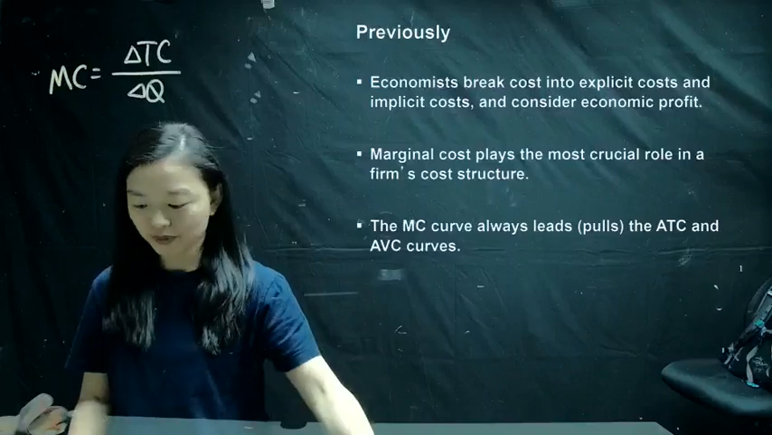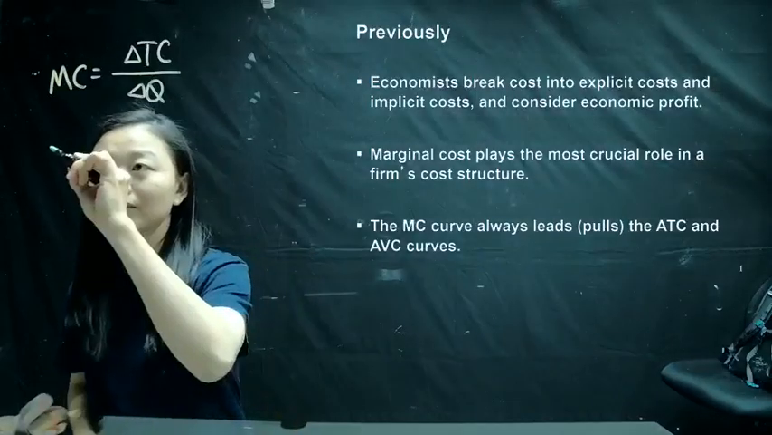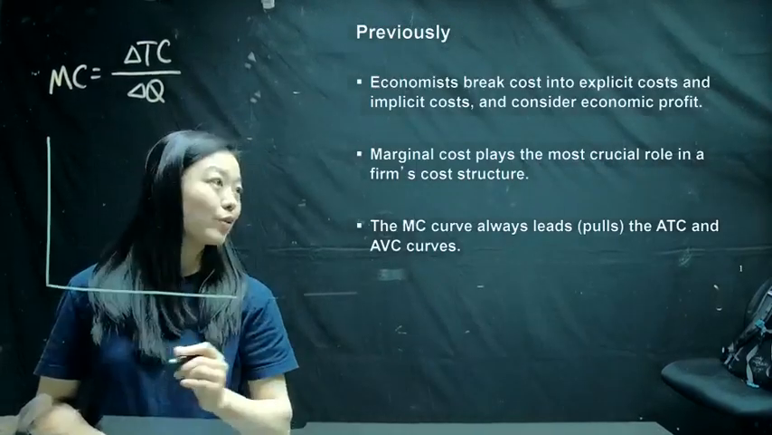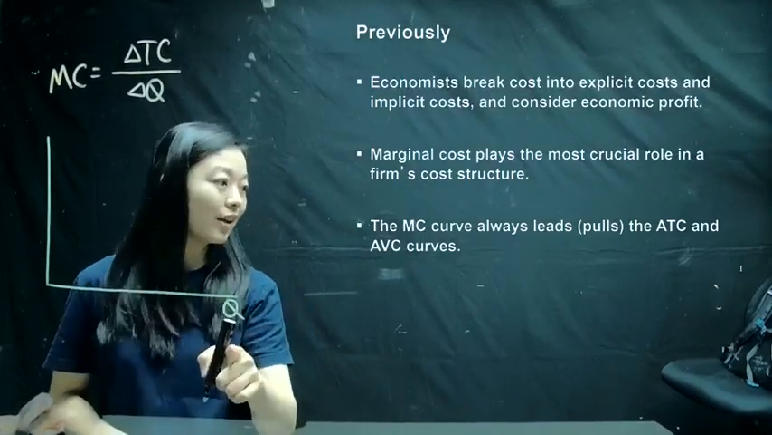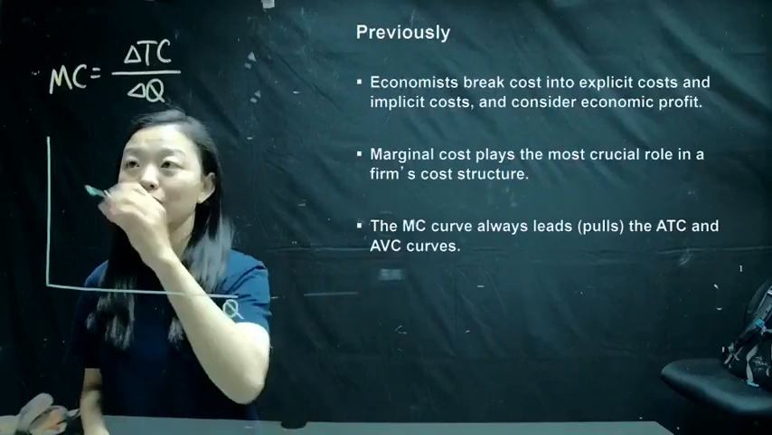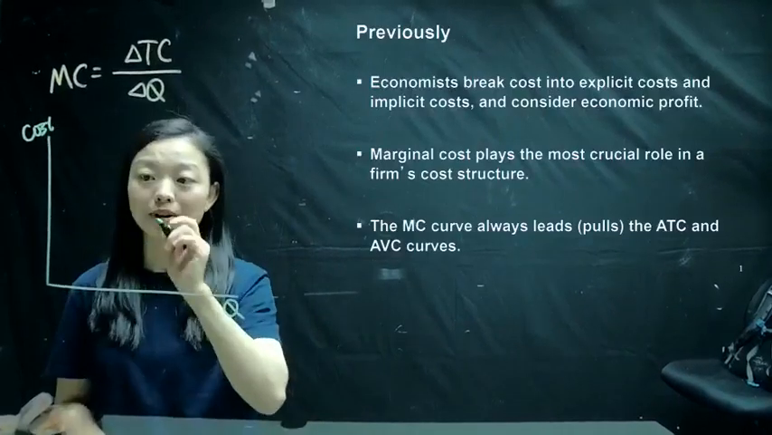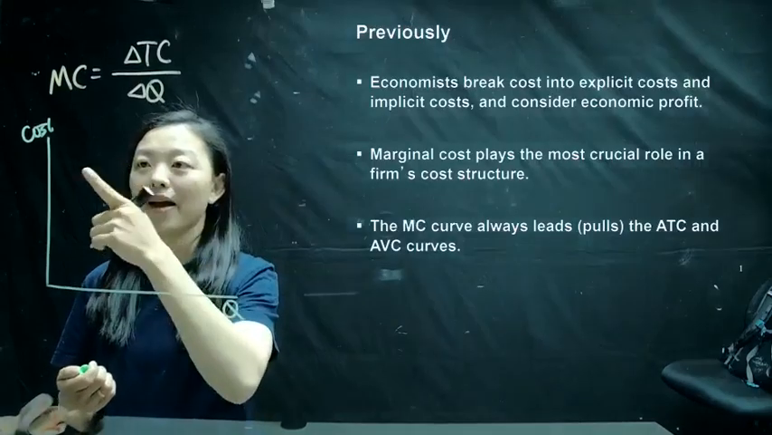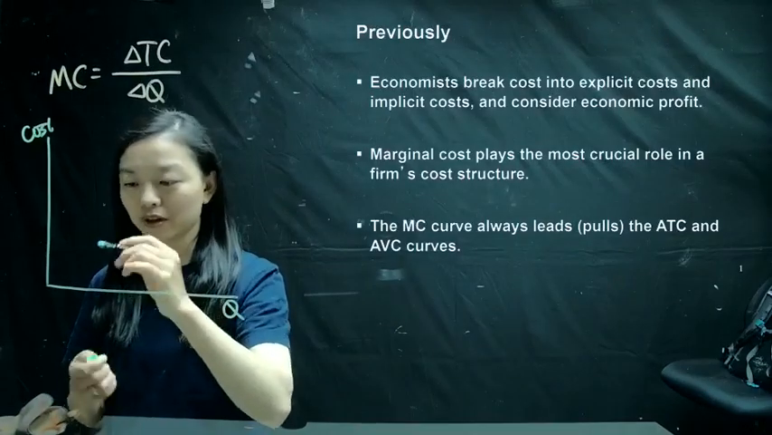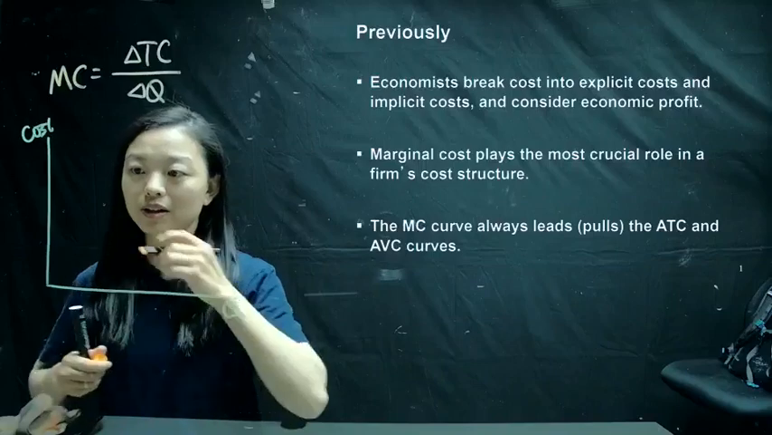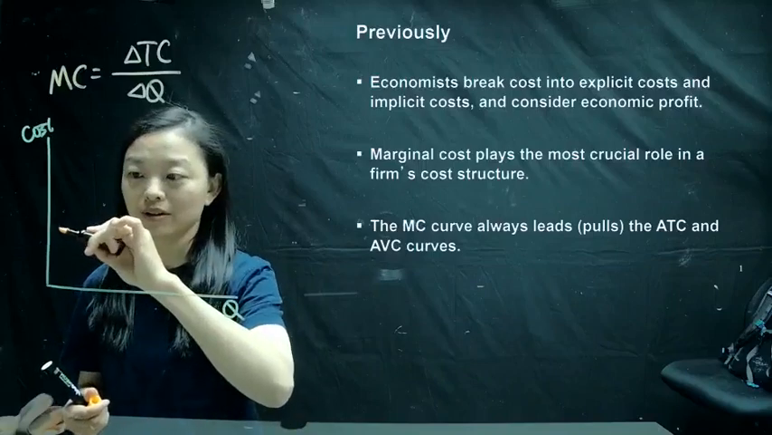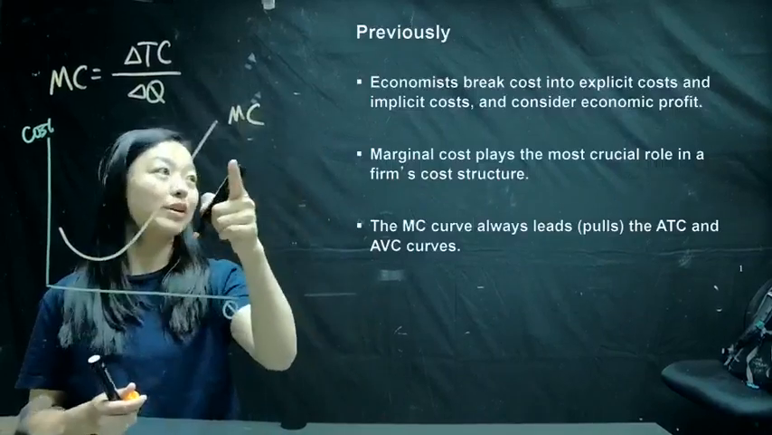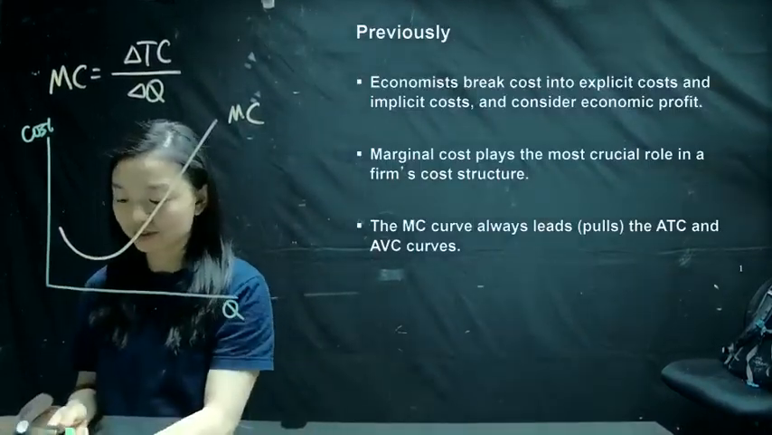Okay, so here, if we have the quantity on the horizontal axis and cost on the vertical axis, first we can draw a marginal cost curve. We know the marginal cost curve should be kind of a U shape. This is the marginal cost curve. I just put MC here to represent the marginal cost curve.